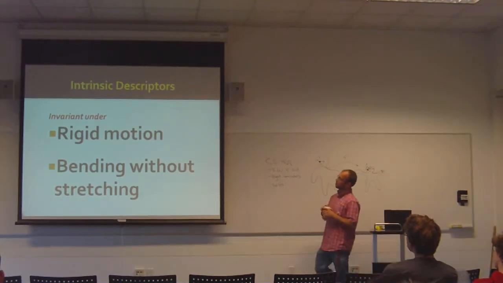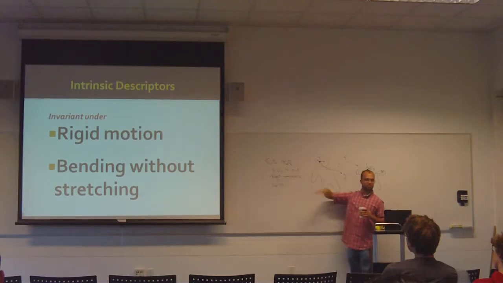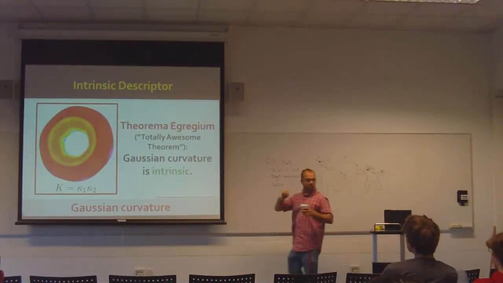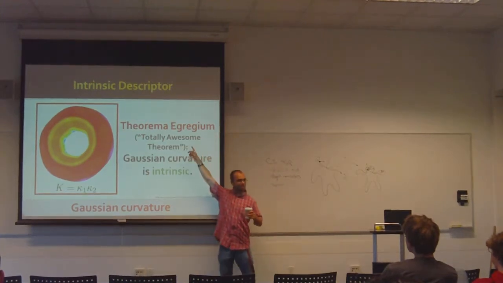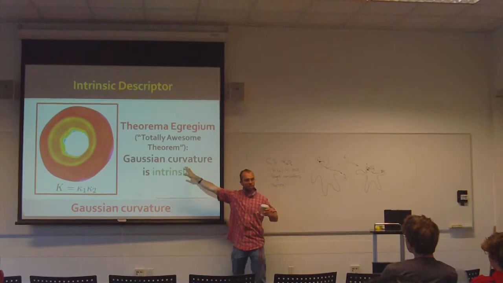In particular, again, the descriptor would be variant under rigid motion, embedding without stretching. So, thankfully, we proved on Monday that we already have an intrinsic descriptor for our surface. Anybody remember what it is? Gaussian curvature. Thanks, Trent. Right? In particular, Adrian at least motivated this theorem, which approximately translates to Gauss's totally awesome theorem. And what does it say?